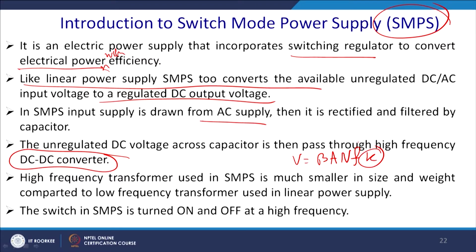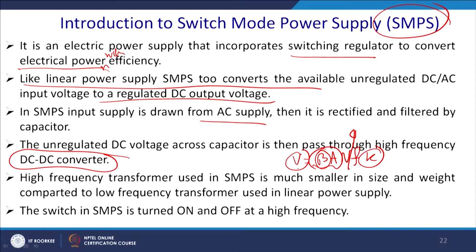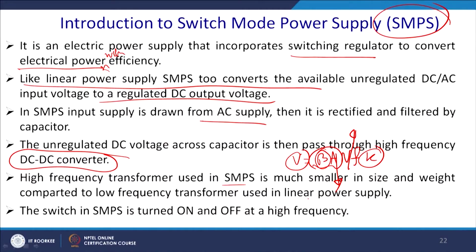Generally if it is sinusoidal it will be 4.44. So, if you can increase the frequency, for the same voltage, the value of B times A, where B is the flux density and A is the area of the core, can decrease. B will depend on the material, you can choose a different material, and thus the value of A will decrease. The high frequency transformer used in SMPS is much smaller in size and weight compared to the low frequency transformer used in a linear power supply.